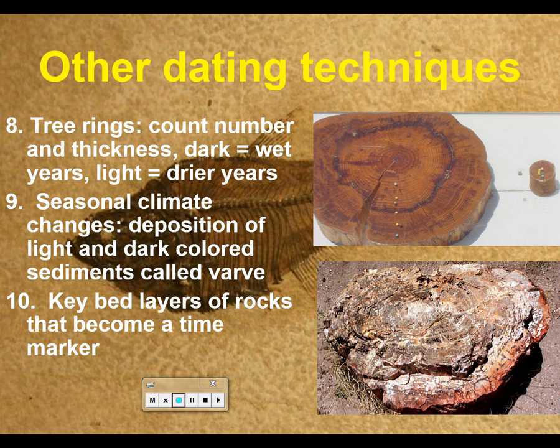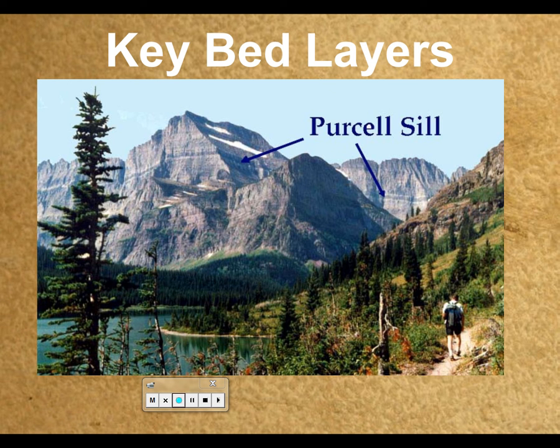If you have a dark ring, that means it was a wet year. If there are lighter colored rings, that means it's a dry year. You can have seasonal climate changes. You can have the deposition of dark and light colored material called varve. And there's key bed layers of rock that become a time marker. Like I said, you're not tested on those at all.